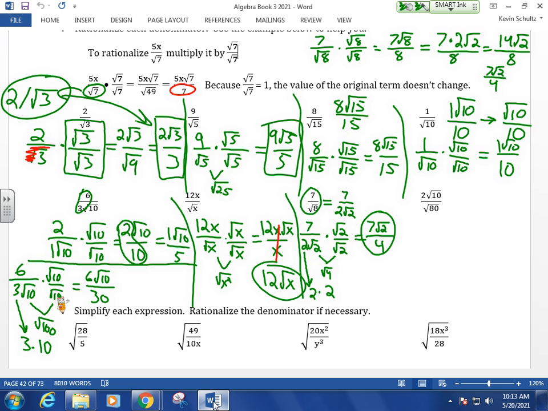The last one, 2 root 10 over root 80. Ugh. We've got some options here, though. What do you see? McGarry? You can simplify the roots. I'd much rather deal with, what would root 10 over root 80 simplify to be?